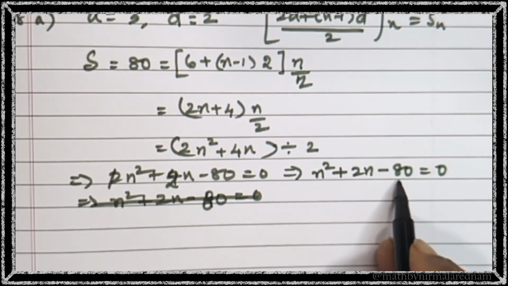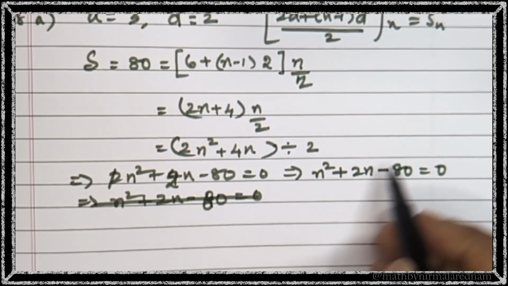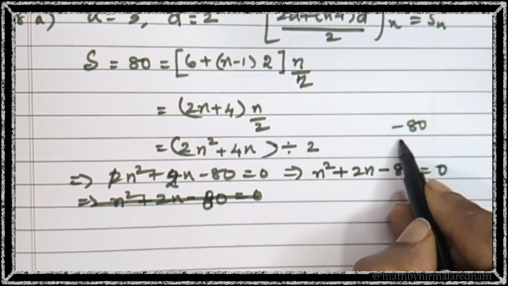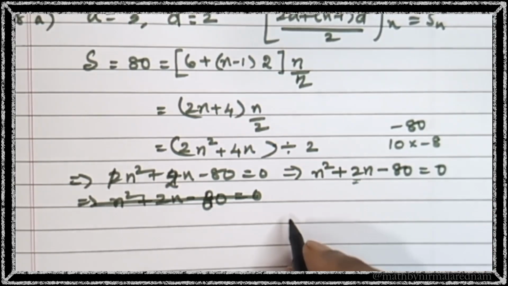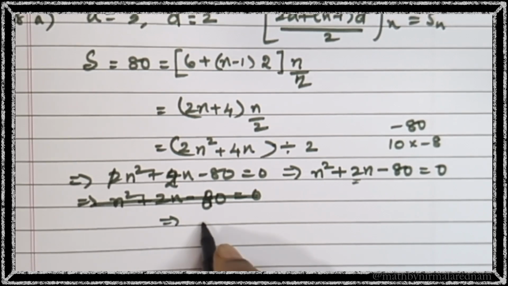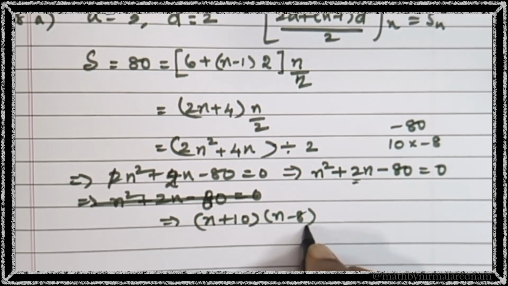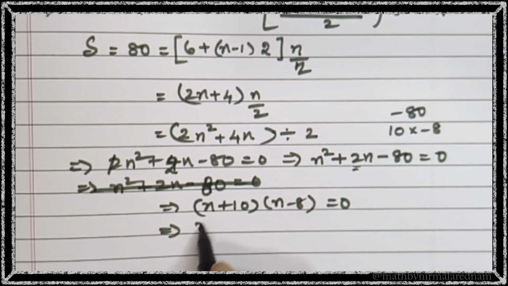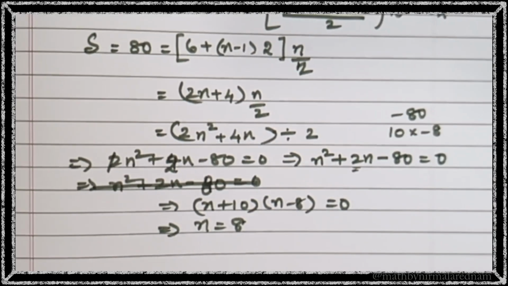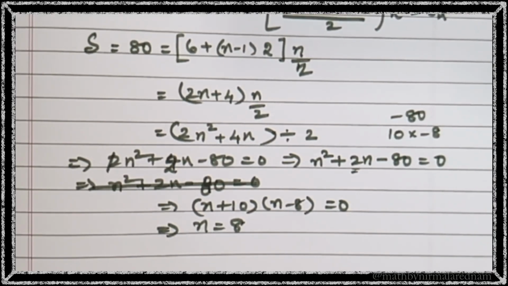If you look at the product, it is minus 80, and minus 80 can be written as 10 into minus 8, which gives the sum 2. So the factorization will give me n plus 10 into n minus 8 equal to 0. I have to take the positive value because we are talking about the number of terms, and a negative value has no meaning in this particular context. So the sum of the first 8 terms is going to give you the sum as 80.